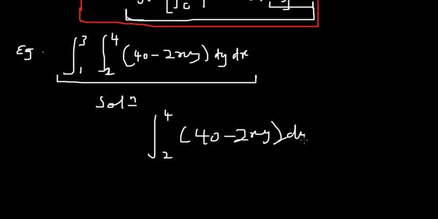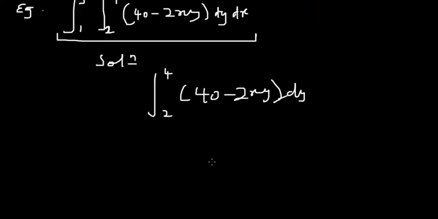Okay, and then we have dy. Now let's integrate this expression. When you integrate this with respect to y, you end up with 40y minus xy squared, and then you introduce your limits. So we have 4 and then 2. Now let's just substitute the limits.